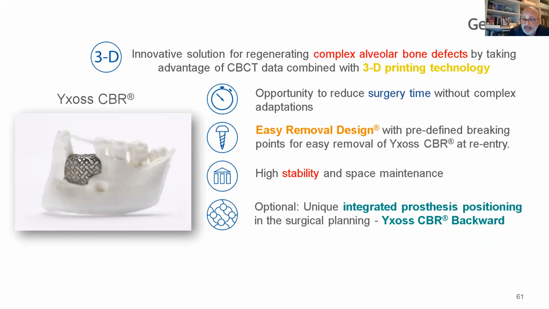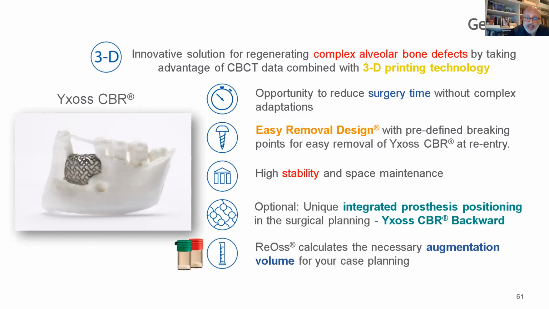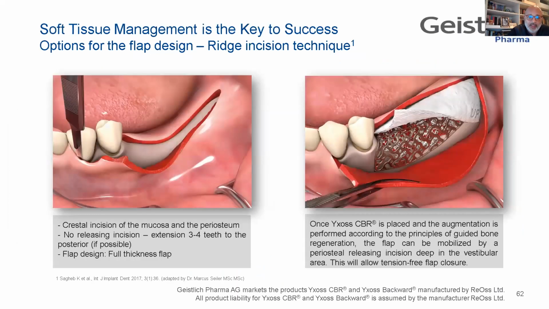So: reduced time, an easy removal design, which is their registered trademark, and high stability and space maintenance. Then obviously you've got the CBR backward planning, where you can plan your implants at the same time. It also calculates the volume, so you can make that up with your bone grafting material. Because I use a 50-50 mix, that's fairly easy to do: you just halve what's in there, and then you know that you've collected the right amount of autogenous bone.